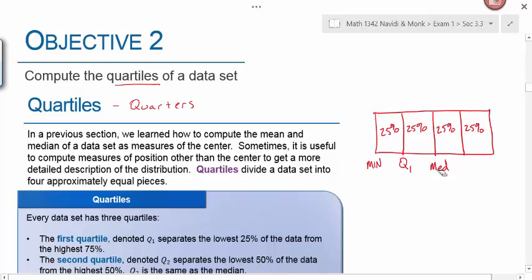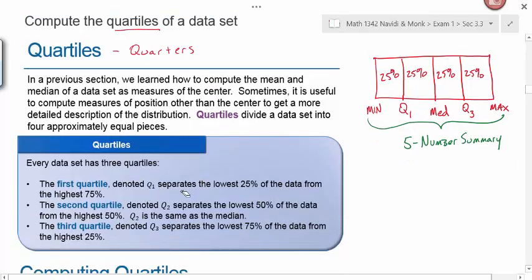Then we have Q1, Q2 is the median or the middle value, Q3 is the third quartile, and then our maximum value would give us this other side over here. All 5 of these numbers right here are called a 5-number summary, and I'm getting a little ahead of myself because we're going to go over that again in just a little bit.